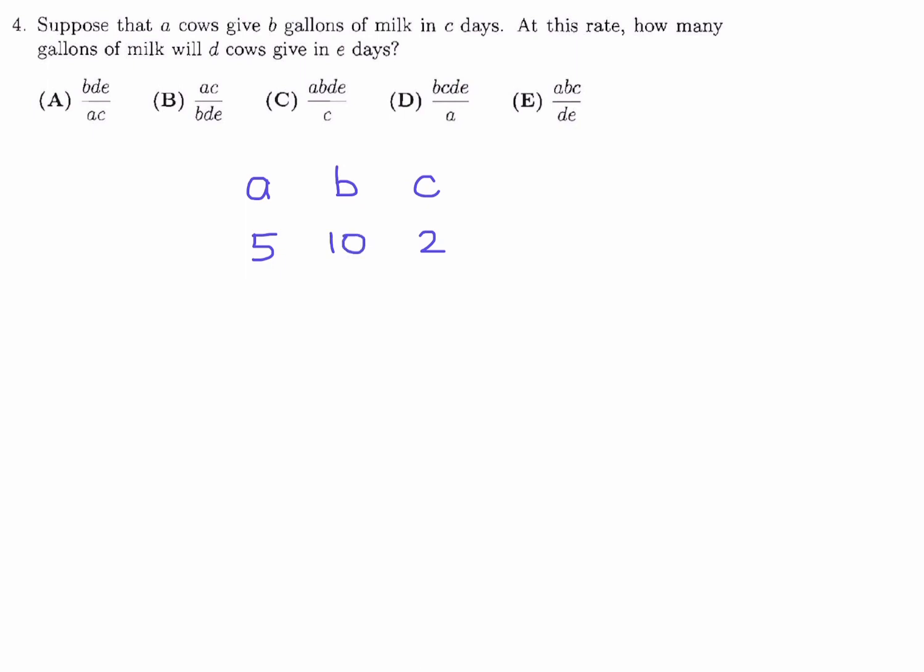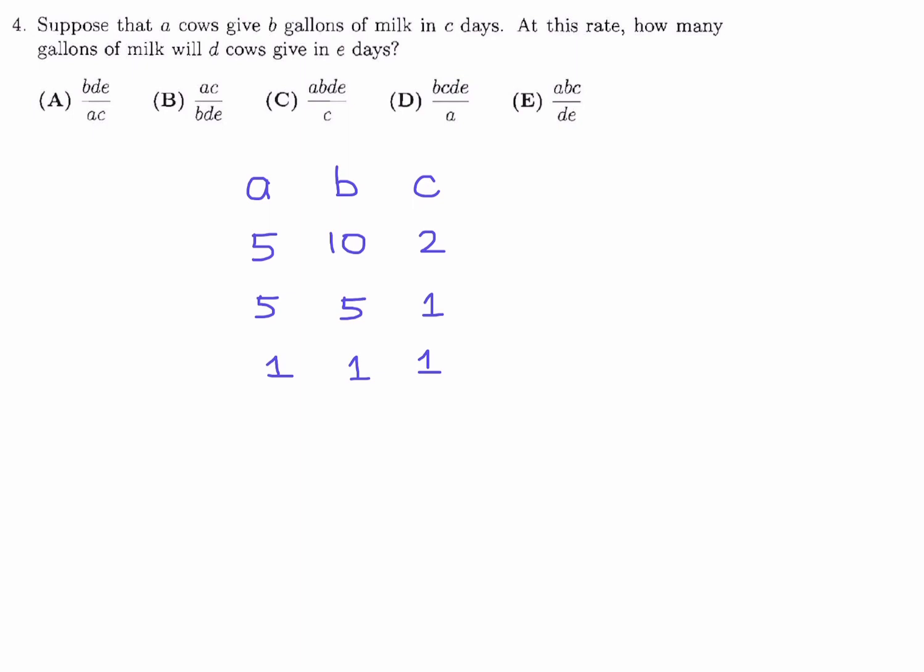Let's say I asked you, how many gallons of milk are produced in just 1 day? Okay, well, you just divide this number by the number of days, which in this case is 2. 10 divided by 2 is 5. So if it's 1 day, it'd be 5 gallons of milk, and there's still 5 cows. What if I asked you, how many gallons of milk are produced by just 1 cow? Well, you just take this and divide by the number of cows. So 5 divided by 5 is 1. So 1 cow will produce 1 gallon of milk in 1 day in my example.